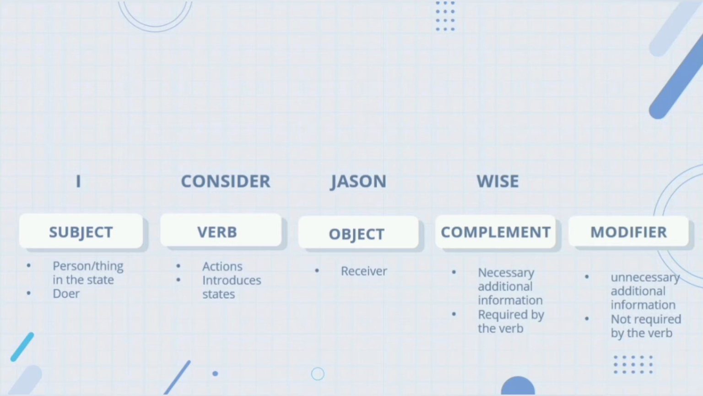Lastly, there are modifiers, which are unnecessary additional information. What is meant by necessary and unnecessary is this: necessary is information required by the nature of the verb. If you remove it, the sentence will be grammatically wrong. For example, I consider Jason wise. If I take away the word wise, the sentence is grammatically wrong because the verb consider naturally requires additional information.